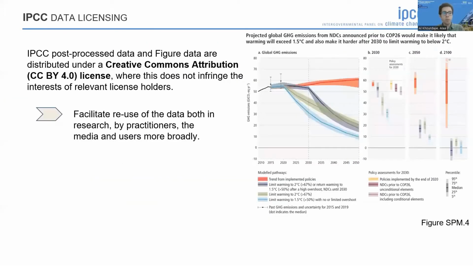In terms of licensing, IPCC post-processed data and figure data are distributed under a Creative Commons Attribution license, as long as this does not infringe the interest of relevant license holders. We made this recommendation in order to facilitate the reuse of the data, both in research by practitioners, the media, and users more broadly.